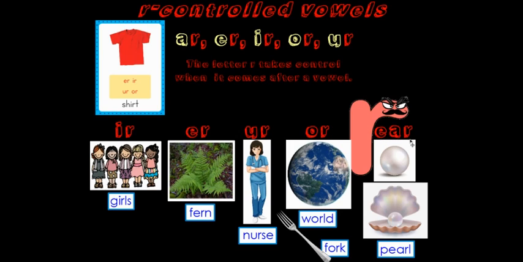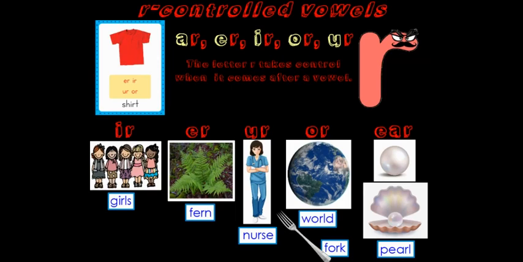E-A-R controlled vowels. Now, just like the other R-controlled vowels, you don't make the vowel sound, you just hear the er sound. Like this word, pearl. Notice how I'm not making the E or the A sound? I only am making the er sound. Now that we looked at an example for each R-controlled vowel spelling pattern, let's hop on over to our spelling list to look at the rest of the words.